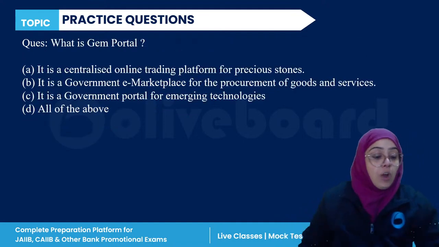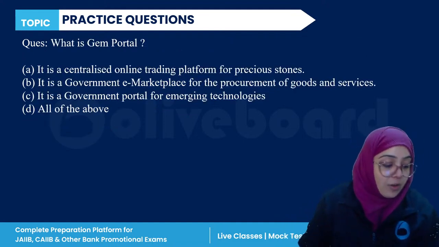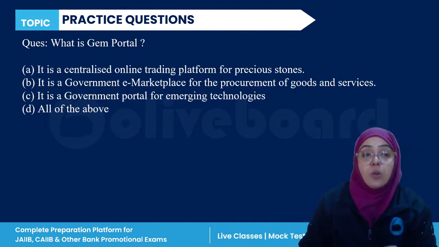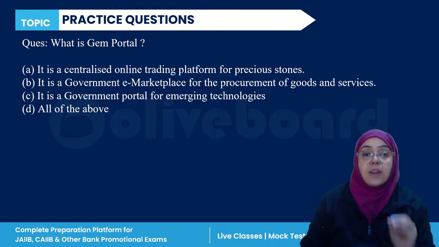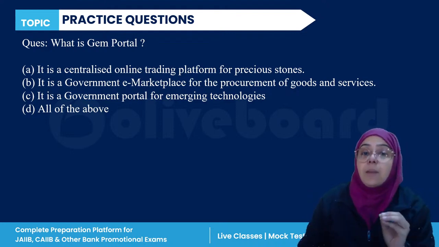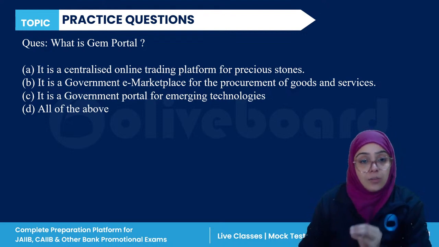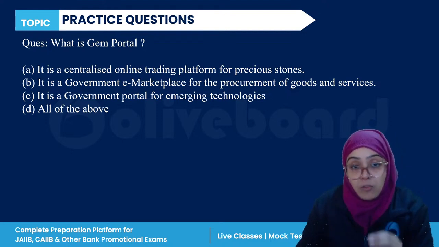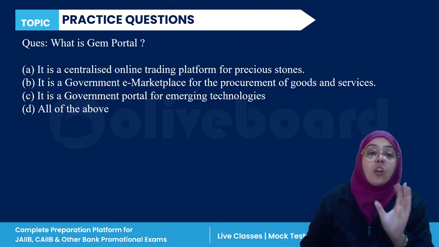Next question. What is a GeM portal? It is a centralized online trading platform for precious stone. It is a government e-marketplace for the procurement of goods and services. It is a government portal for emerging technology, or all of the above.